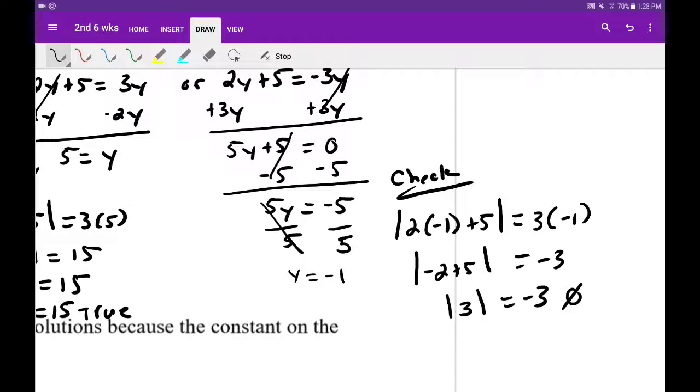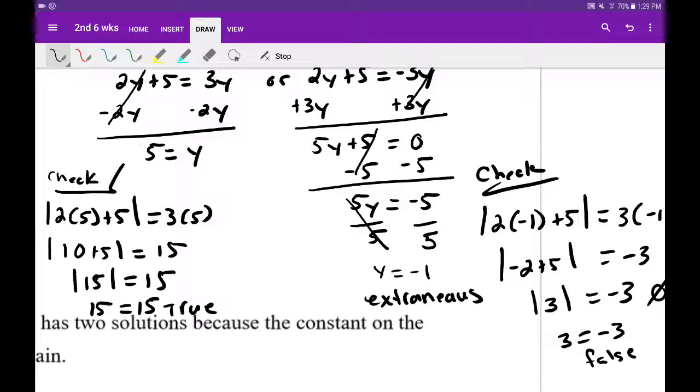Well, let's go through with it. Absolute value of 3 is 3. And then, of course, this can't happen. So that's false. So this one is going to be your extraneous. I can spell it. The extraneous solution, and this will be our real solution here, or a solution that works in our absolute value equation.